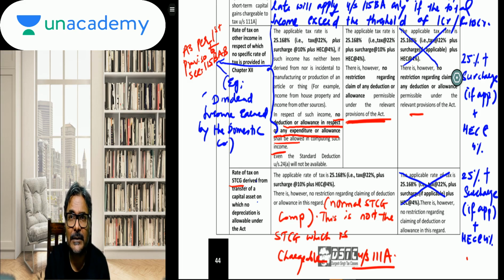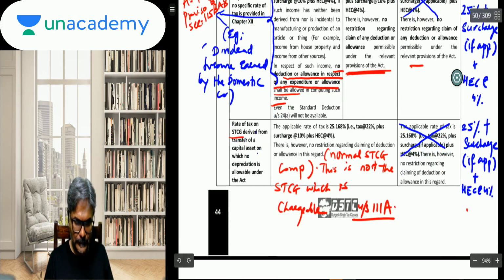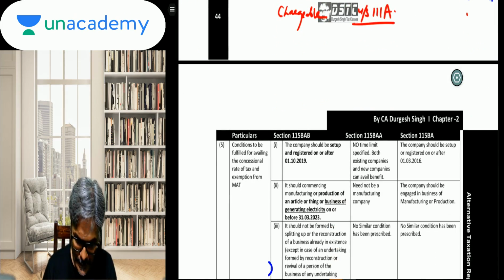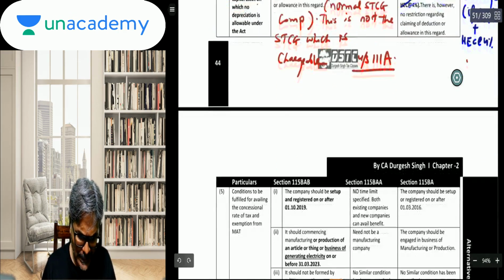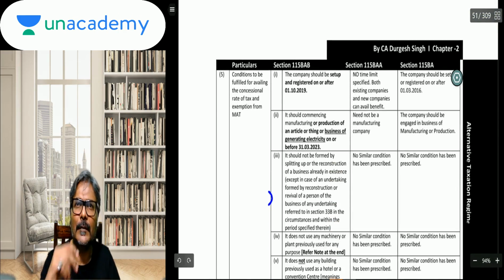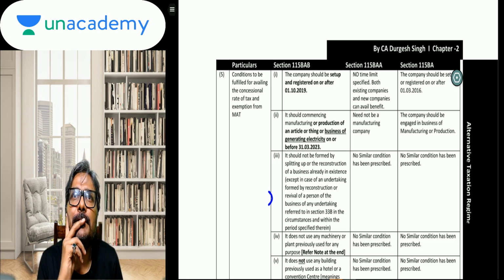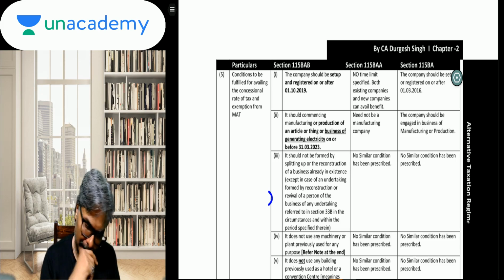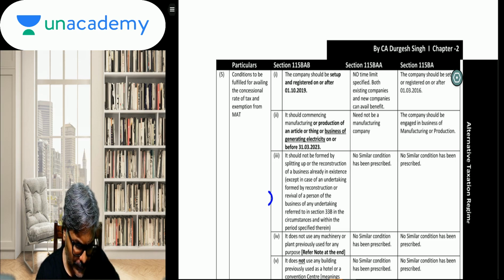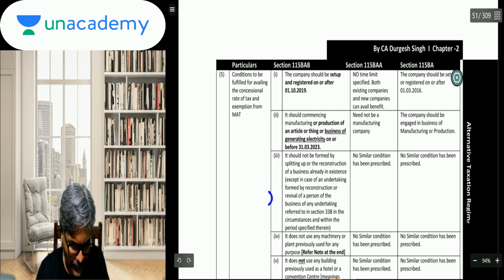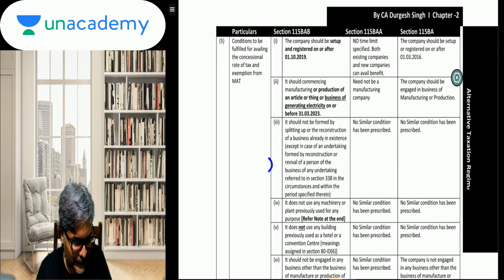Fine. Now let's take the discussion further. So students, now let's look upon to our next particular part. Now this is all about the conditions to be fulfilled for availing the concessional rate of tax and the exemption from the MAT. So let's have a look.